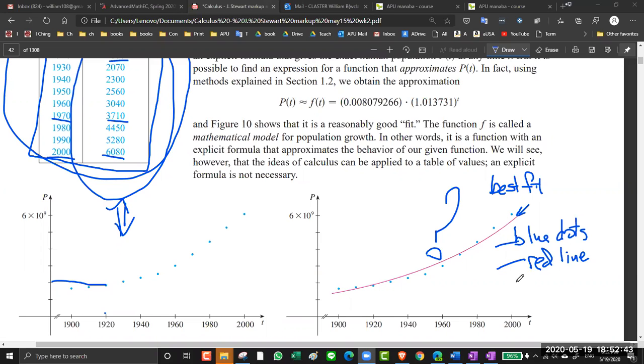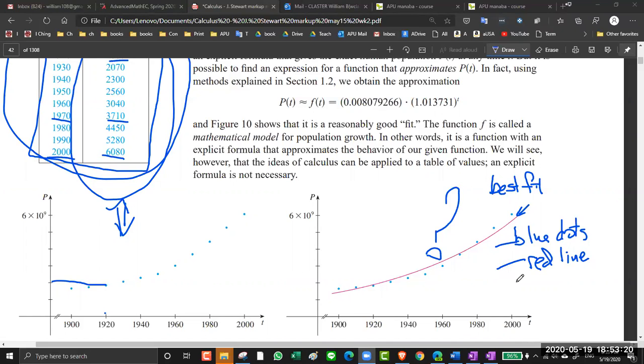So the red is not the actual function. It wasn't the actual data. The actual data is the blue. So that was the original data, the original function. What is the red doing there? Well, he called it the line of best fit, and it's just an approximation of the blue dots.